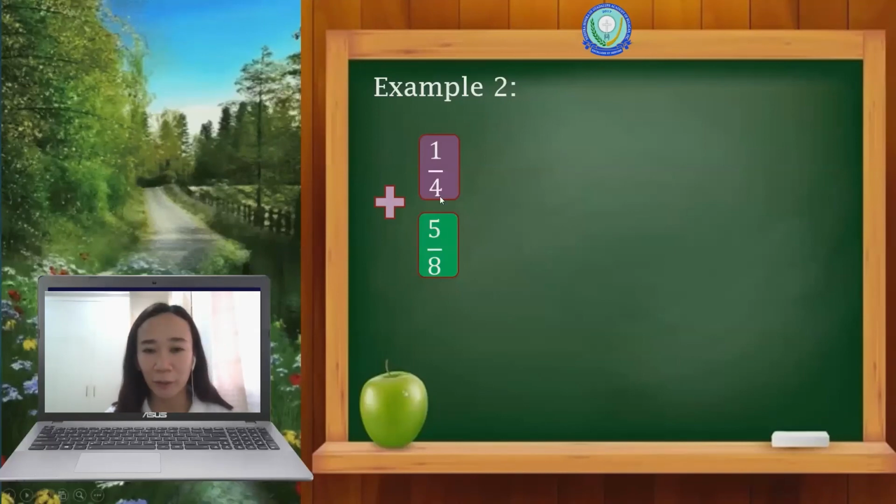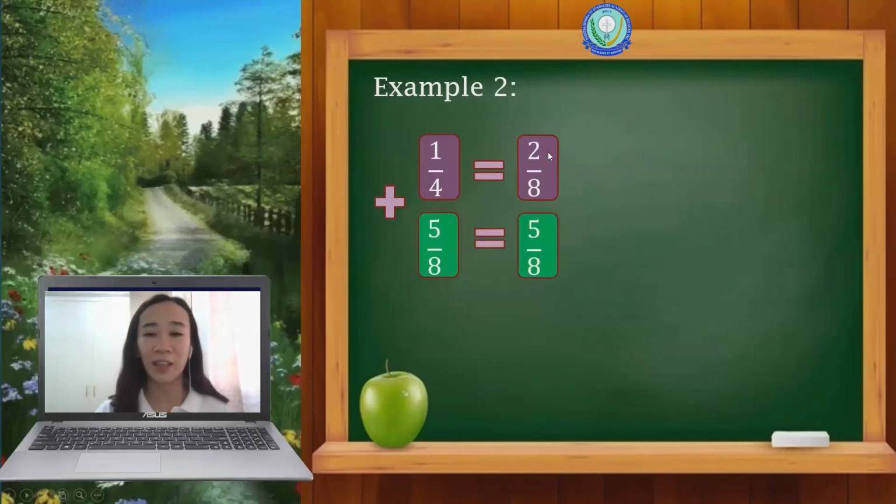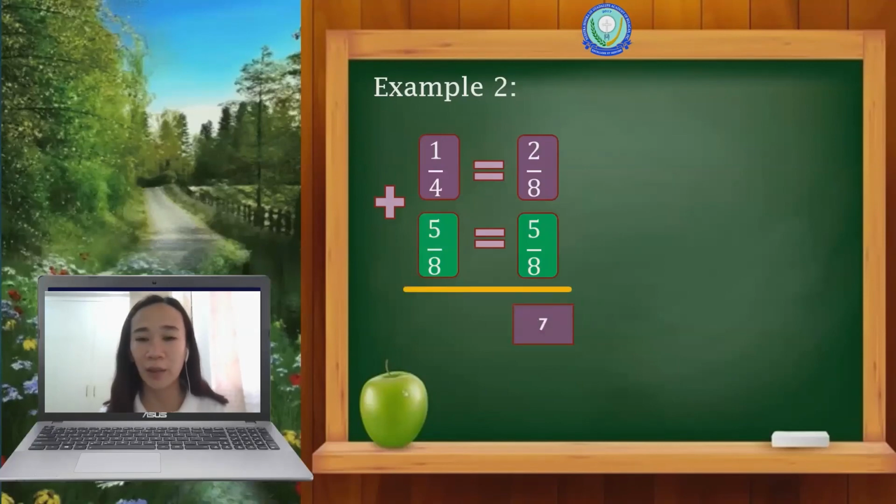8 divided by 4 is 2. 2 times 1 is 2. Then our answer here is 2 over 8. 8 divided by 8 is 1 times 5 is 5. And then in here, it's 5 over 8. Then we will just add 2 plus 5, it's equal to 7 over 8.